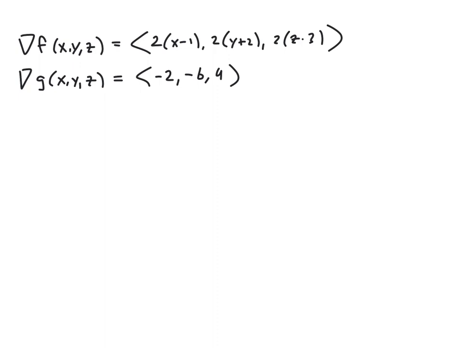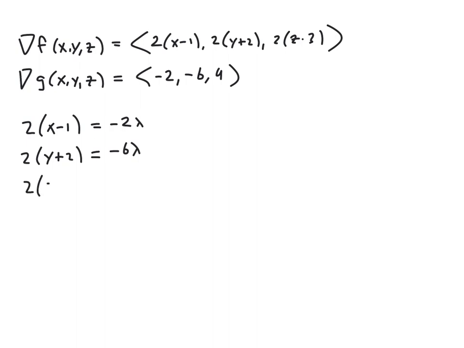Right. And so the system that we're going to solve, we'll just set these components equal to each other. We're going to have 2 times x minus 1 equals negative 2 lambda. We're going to have 2 times y plus 2 equals negative 6 lambda.